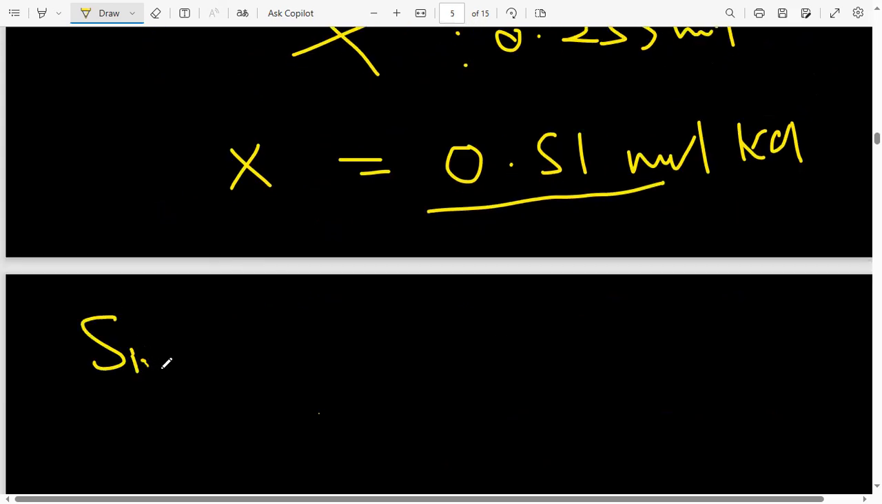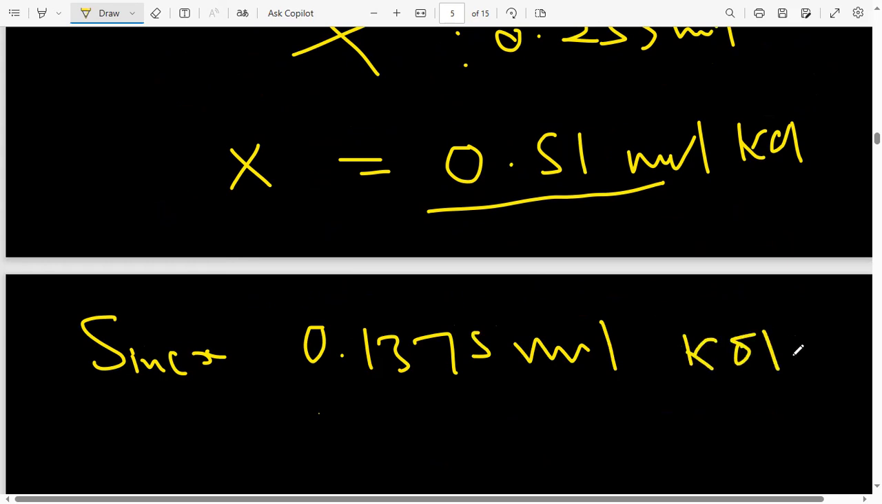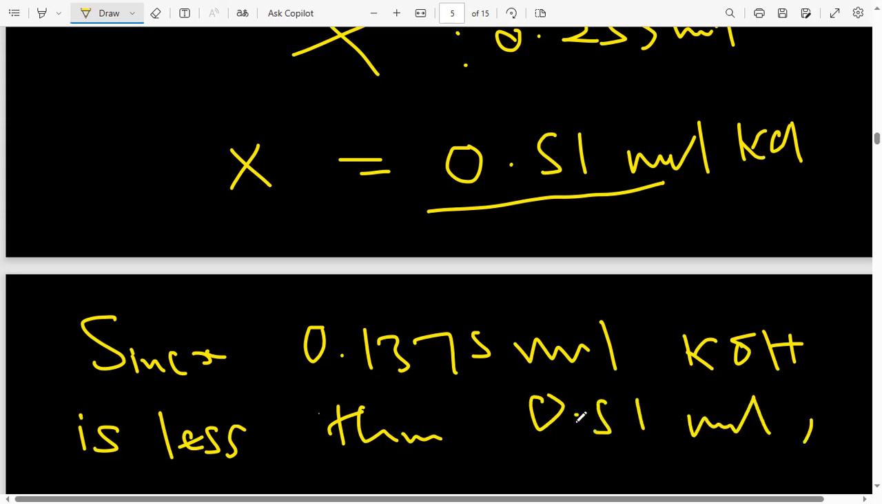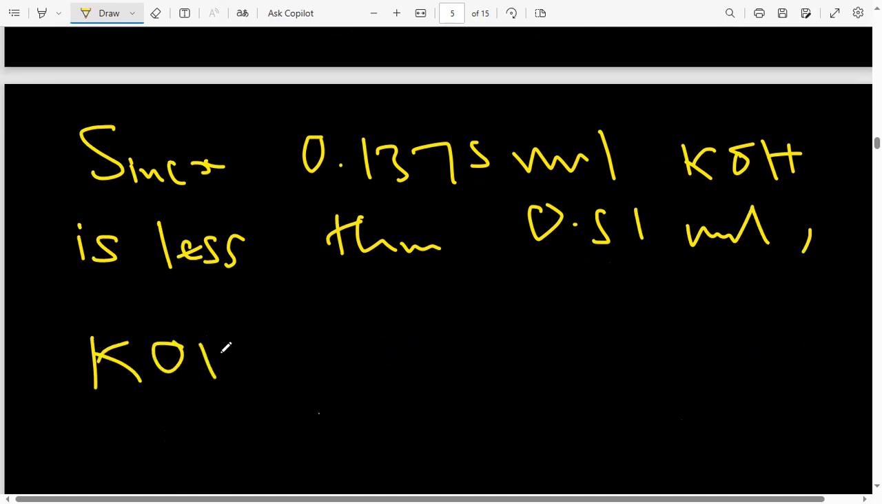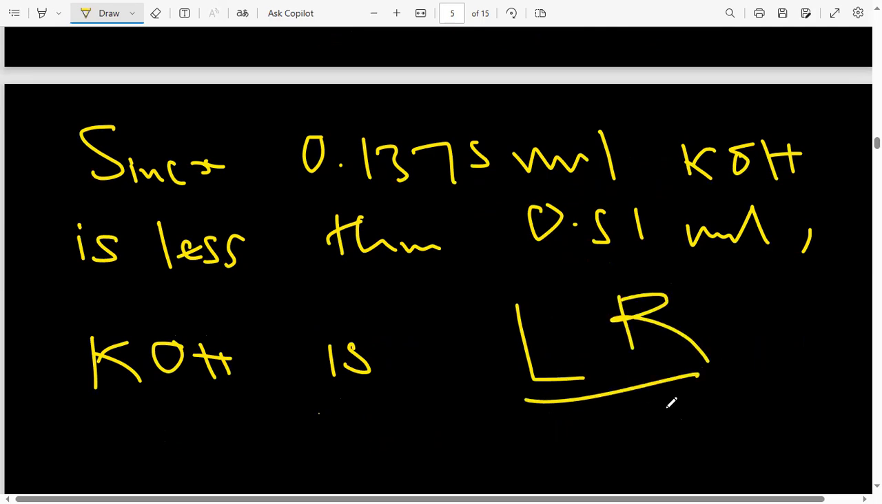So we are going to conclude here. We are saying since 0.1375 moles of potassium hydroxide is less than the 0.51 moles that we found for potassium hydroxide, then the KOH is the limiting reactant, or limiting reagent. Any questions on how we have found the limiting reactant there? Any questions, guys?